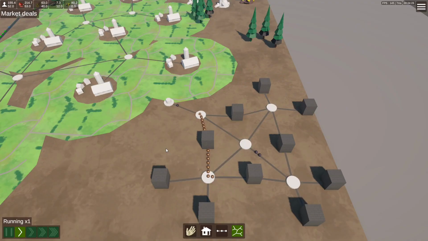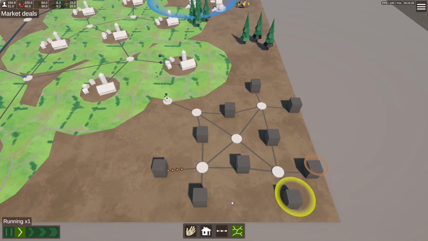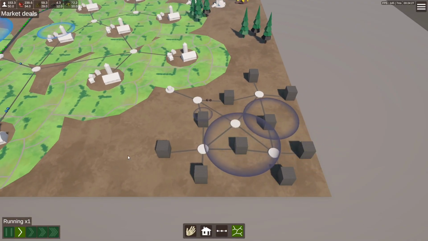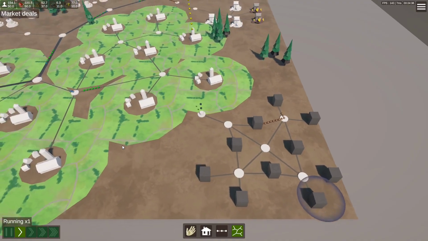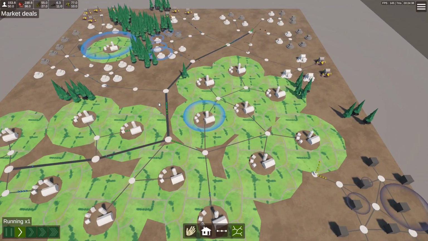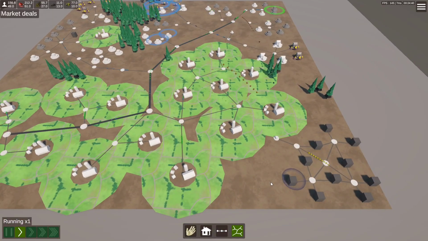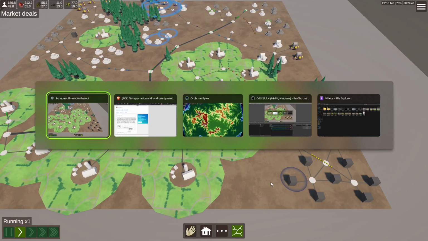So there's a gradient there. How much do you want it to be scientifically and simulation-wise accurate, and how much do you want it to be gameplay-wise fun? There is an interesting middle ground there.